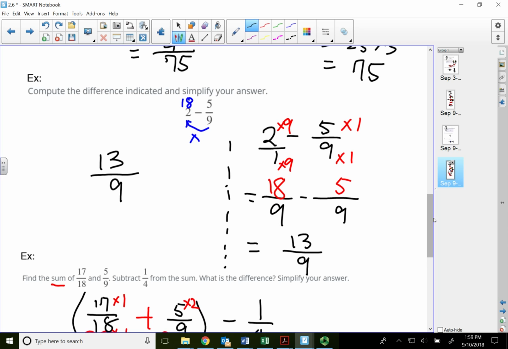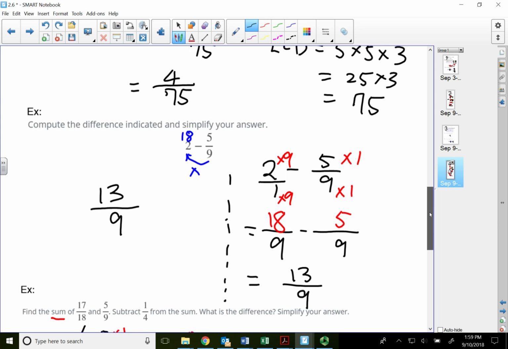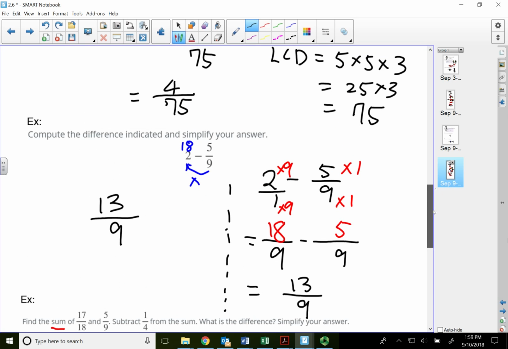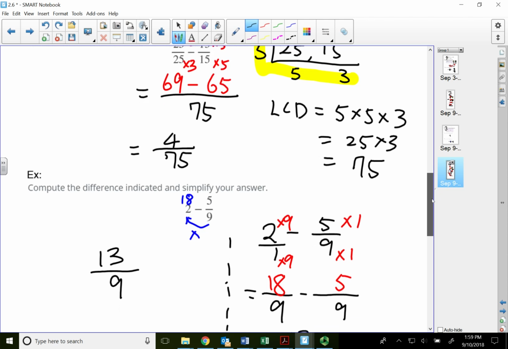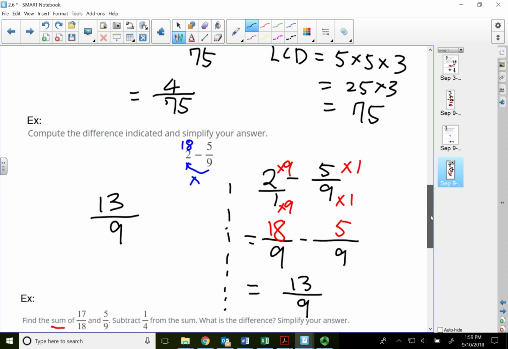All right, so in this lecture video, we took a look at how to subtract fractions with different denominators. Very similar to how to add fractions with different denominators. You have to find your LCD first, then find the equivalent fractions before you can add or subtract. Then make sure you try to reduce your answer, see if it's reducible.